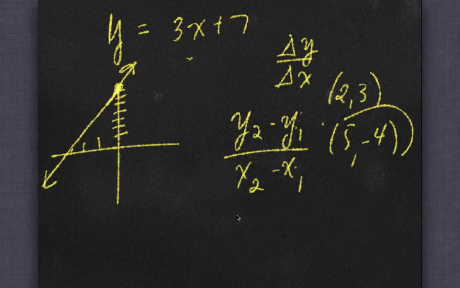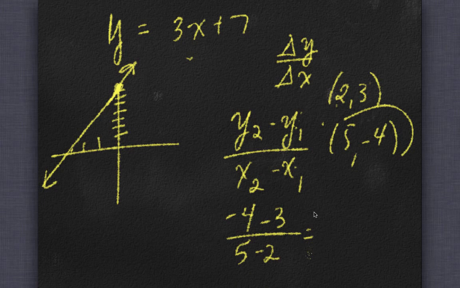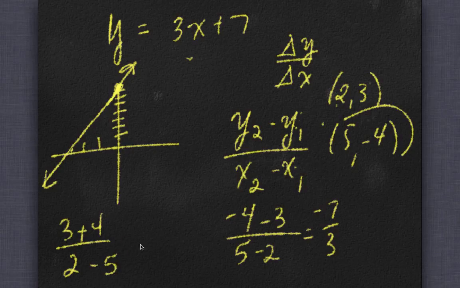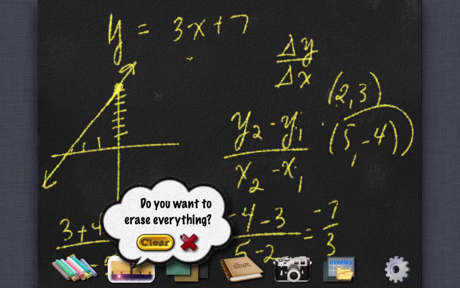So the slope between (2, 3) and (5, negative 4) is negative 4 minus 3 over 5 minus 2, or 3 minus negative 4 over 2 minus 5. So these are the same, negative 7/3 either way. And a lot of times you'll hear the phrase rise over run.